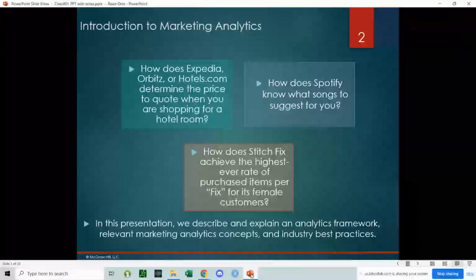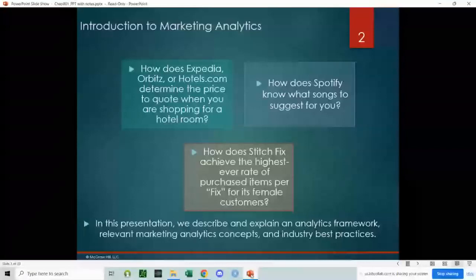We all experience the results of analytics in our lives all the time in different ways. The questions on this slide are just a very small example of the questions that are answered using analytics. Since this is going to be marketing analytics based, these are more marketing-based questions, but there are so many questions that you can answer with analytics. So in this presentation, we look at some of the underlying themes and concepts related to analytics.